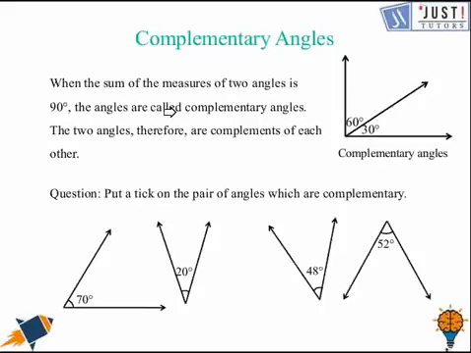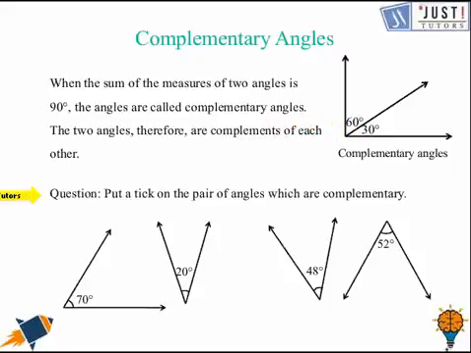Now let's proceed with complementary angles. Complementary angles are those pairs of angles which add up to give 90 degrees. So that's a pair of angles which when added will give you 90 degrees. For example, here, one angle is 60 degrees and the other is 30 degrees. So when added, they both equal 90 degrees.